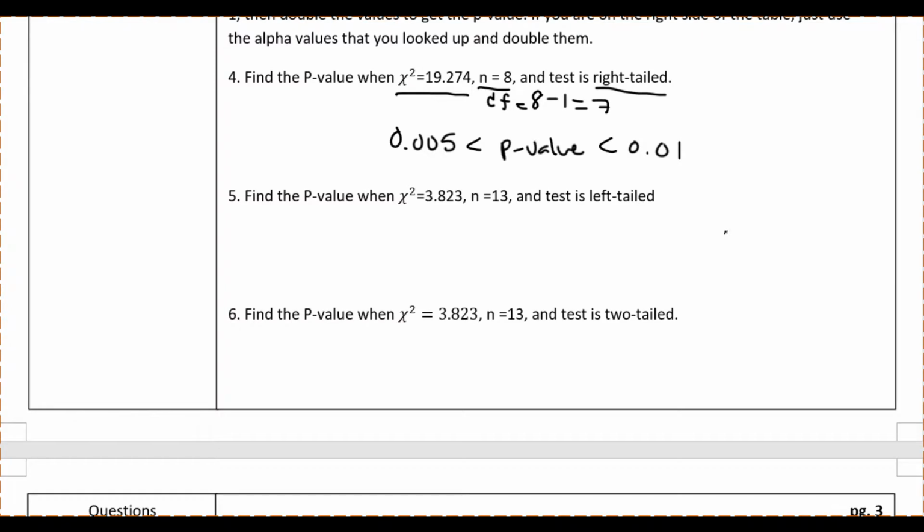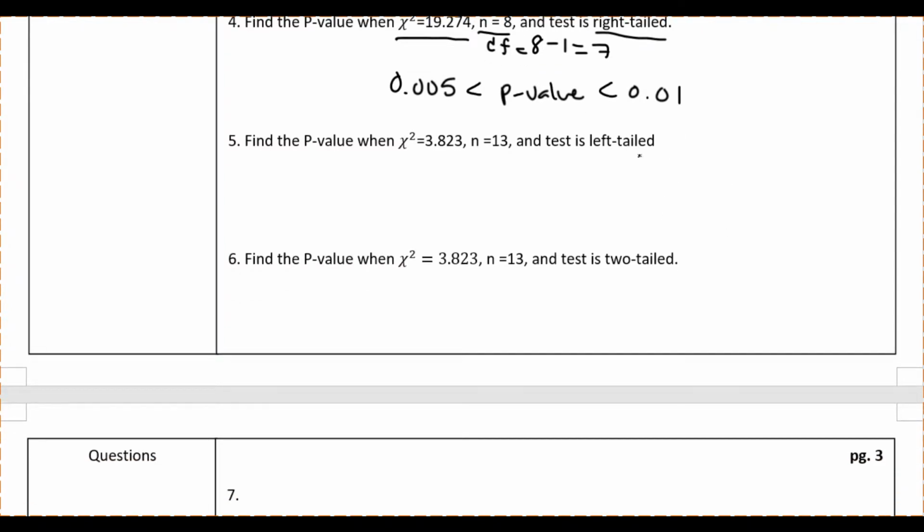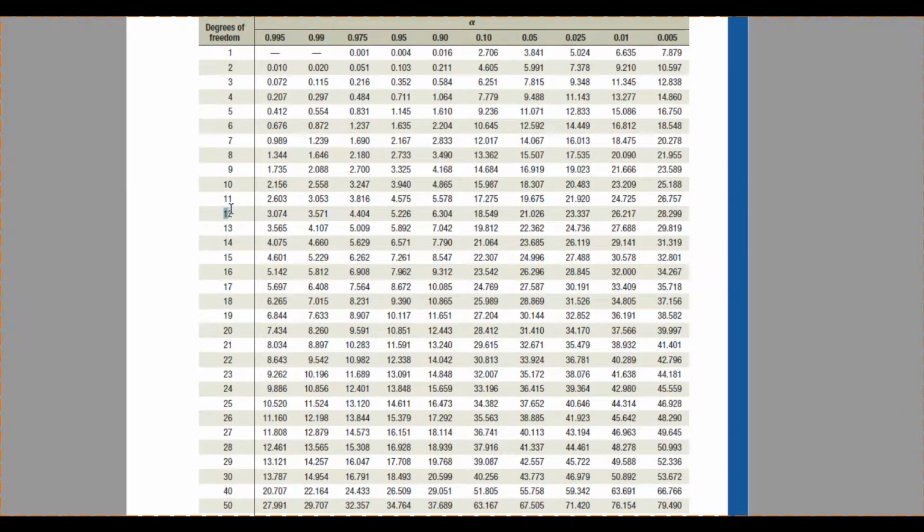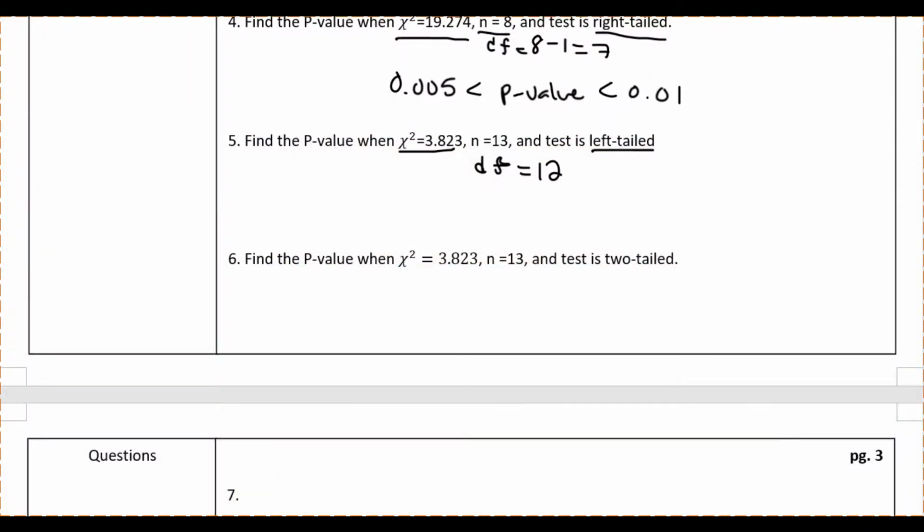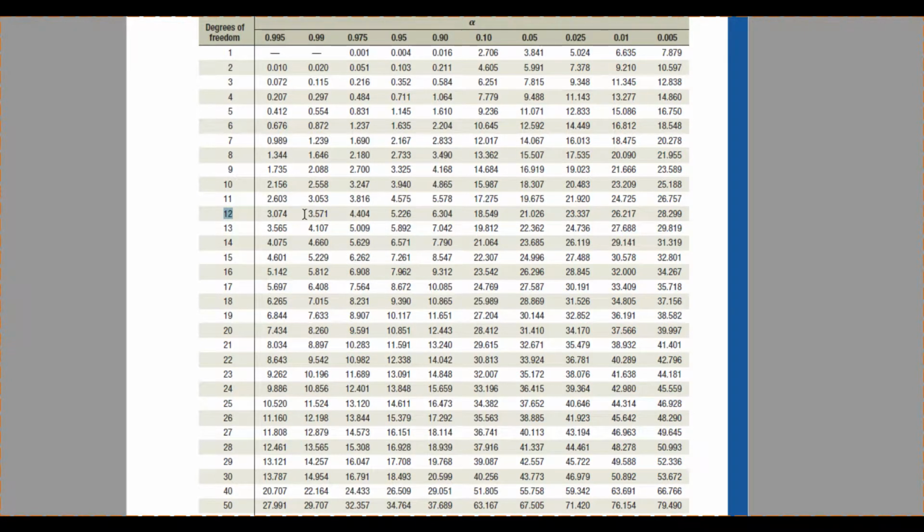So for number 5, we're doing a left-tailed test, and we have a degree of freedom of 12. And this is our test value that we need to look up. So we need to get as close to that test value as possible for a degree of freedom of 12. So if we go to a degree of freedom of 12, we want to get as close to 3.823 as possible. So that is between these two numbers. All right, and then for a degree of freedom of 12, we have those two numbers there. Now this means our p-value is between those two numbers.